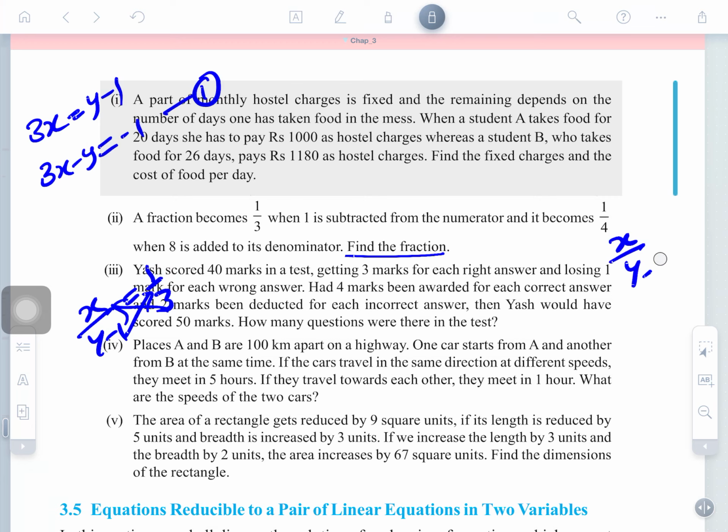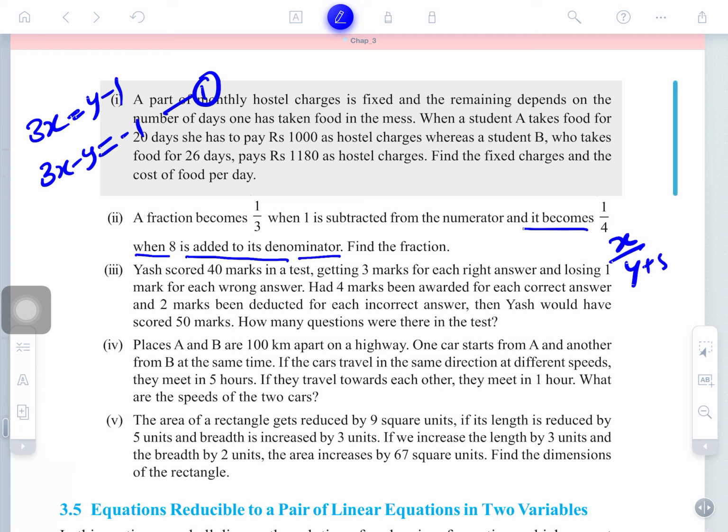What is the second case? The second case is saying it becomes 1/4 when 8 is added to the denominator. 8 added to the denominator means y + 8, and it becomes 1/4. Again cross multiplication. So it shall be 4x = y + 8, or 4x - y = 8. Equation 2. The two equations we have achieved here.